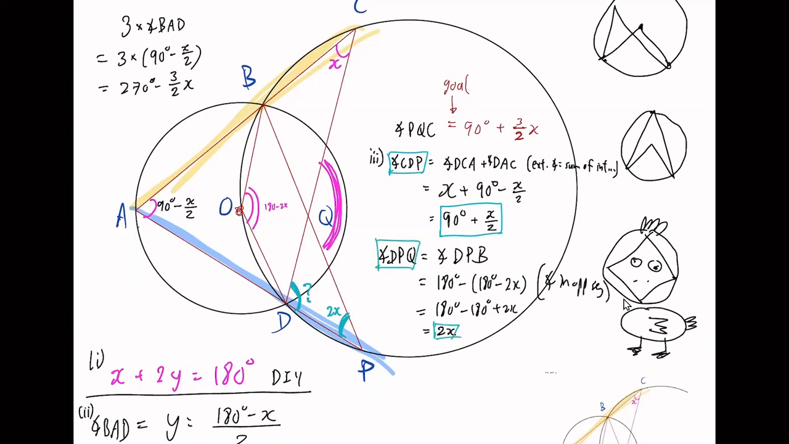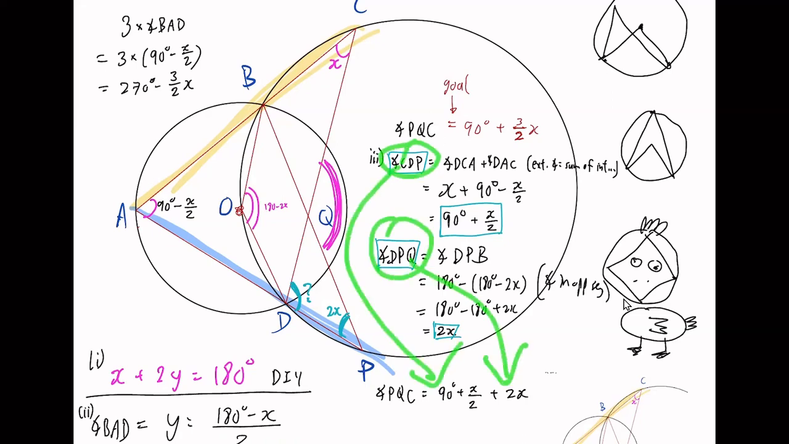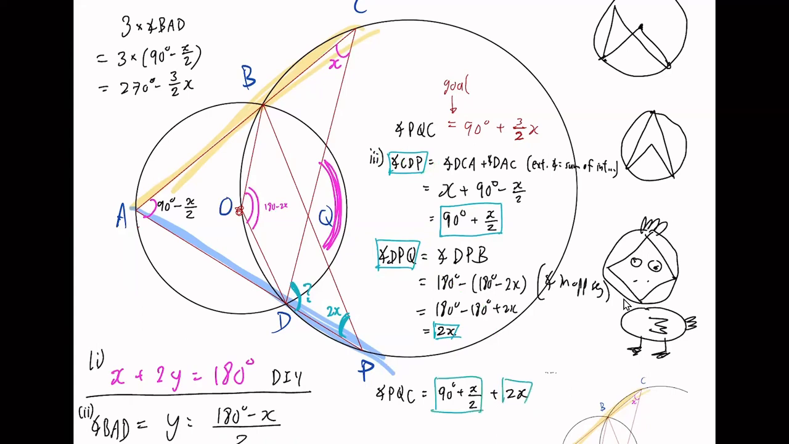Finally we get our angle PQC to be what? Angle PQC must be 90 degrees plus x over 2 plus 2x. I don't write the actual name. It's CDP plus DPQ. I just substitute directly. Is that okay? I hope you're not confused. Maybe I'll box it up just to remind you. I'll put a double box here. Single box and double box, then you'll know for sure what I'm referring to.